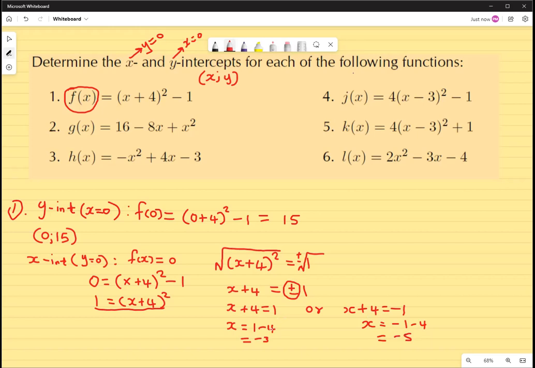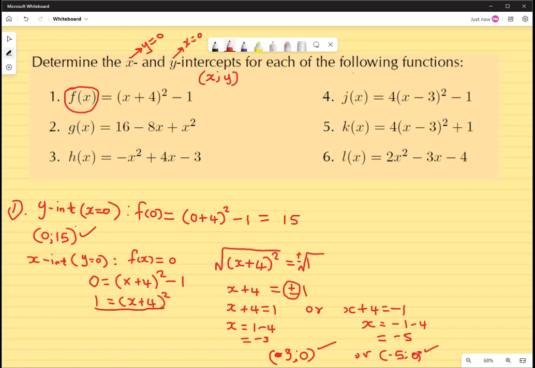The mistake that many learners do is they always leave their answer here. Don't forget to write your answers as coordinates, because these are intercepts, they are points. So remember, here our x is -3, and then our y is 0, right? Or -5, and then our y is 0. These are your two x-intercepts, and that is your y-intercept. And that's it about number 1.